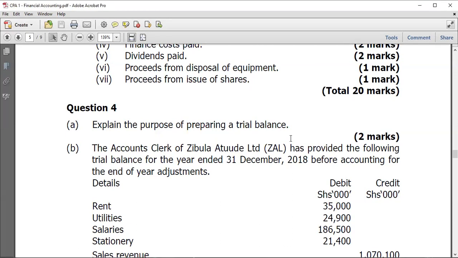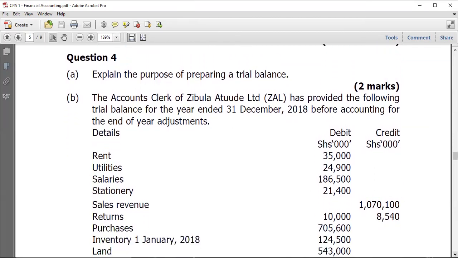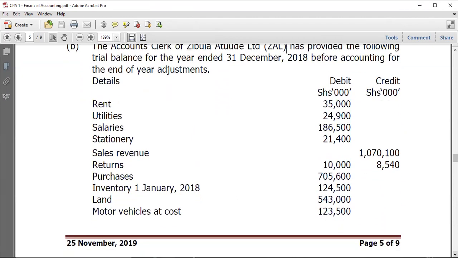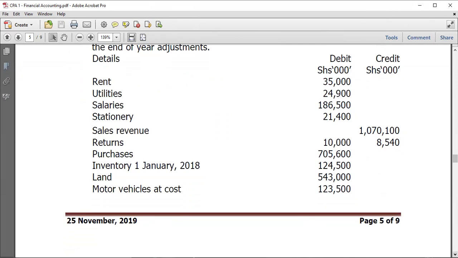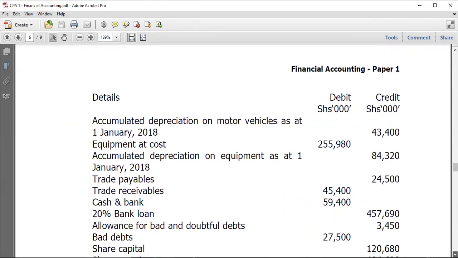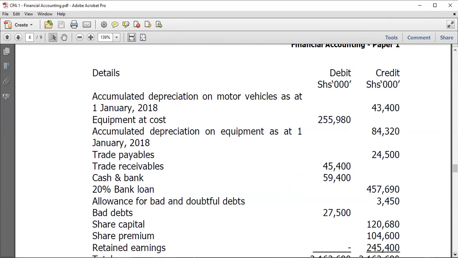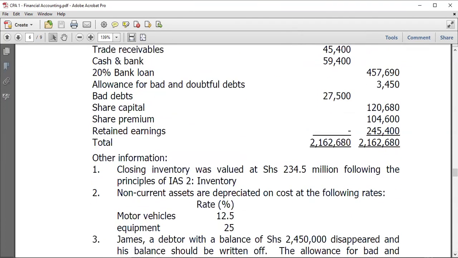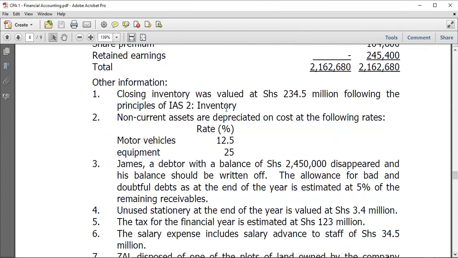Okay, sorry about that. Can we see the screen very well? Okay. So the accounting clerk of Zibla today has provided the following trial balance for the year ended 31st December 2018. So we have rent, utilities, salaries, stationery, sales revenue, returns, purchases, inventory, land, etc. We also have additional information here. This is still our trial balance ending right there. So we have different additional information.